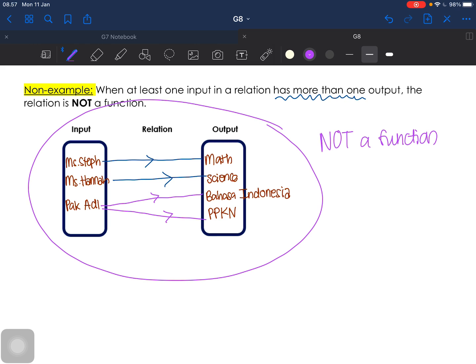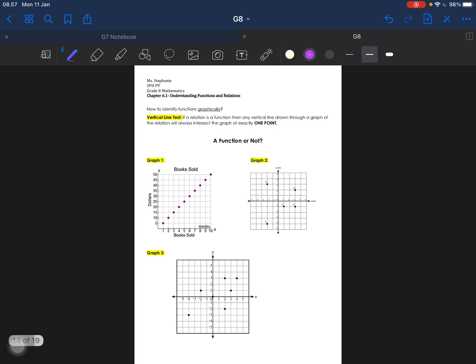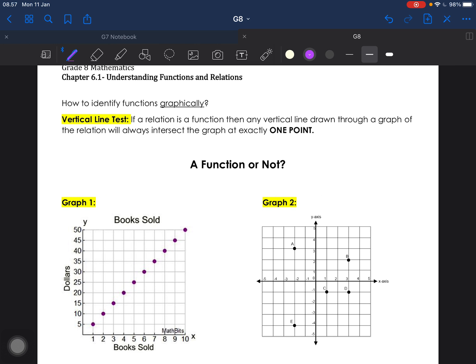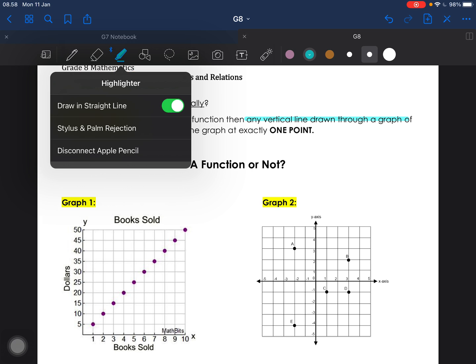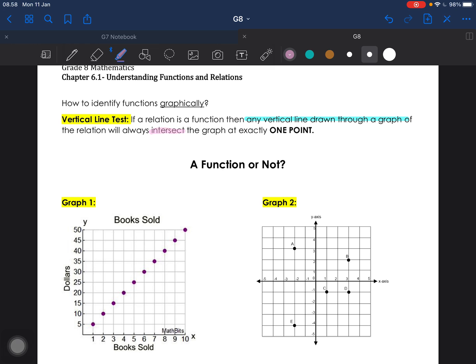Okay, easy? Alright. And maybe you'll ask, okay, that's interesting. What else can we do with functions? Graphically, this is what it looks like. Before anything, I'm going to introduce to you the vertical line test. If a relation is a function, then any vertical line drawn through a graph of the relation will always intersect the graph at exactly one point.